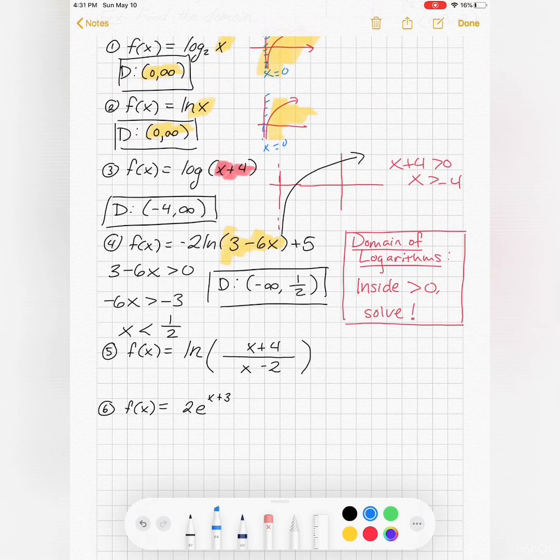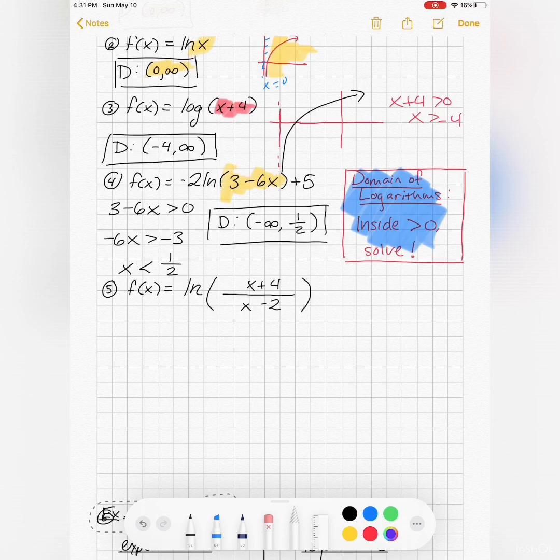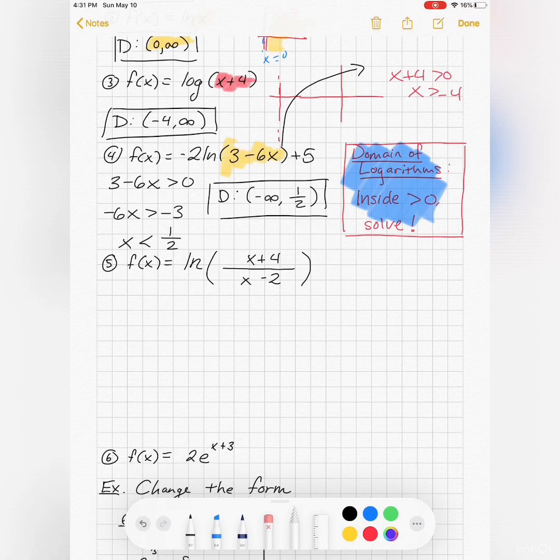So the next thing is, even with the more complicated problems, as long as I'm looking for the domain of a logarithm, I use the same rule. So when I'm looking at, say, number 5 here, I'm still looking for the domain of a log. So I still take what's inside the log and set it greater than 0. But this is a little different because now I have one of those rational inequalities. So remember when we talked about these? Remember how you solve these? You have to use a sign chart.